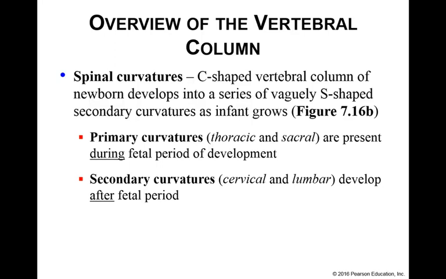So when we talk about this, we like to bring up spinal curvatures. The C-shaped vertebral column of newborns eventually develops into an S-shaped secondary curvature as a baby grows up. You've all seen a newborn baby, and their backbone almost takes on a C shape. Well, that's what we call the primary curvature. That is, the thoracic region is curved, and the sacral region. And those are already present during that fetal development period.